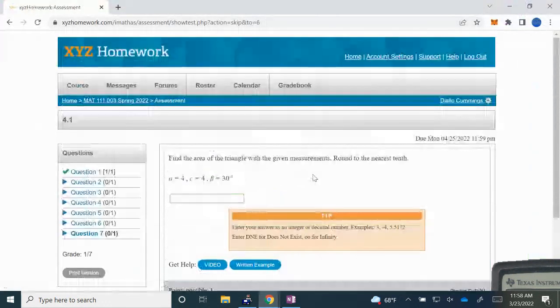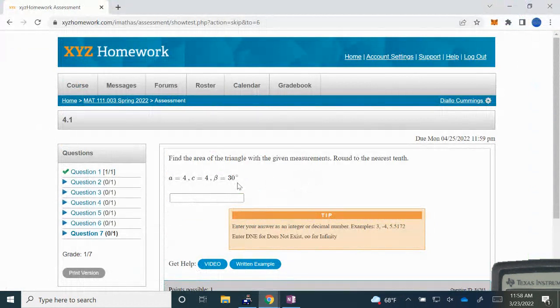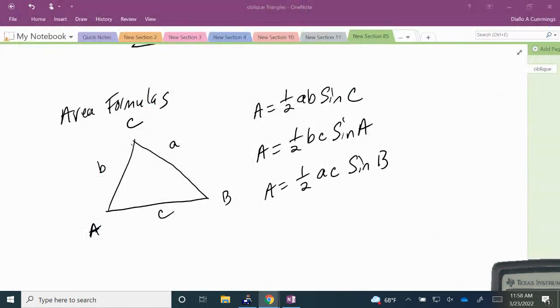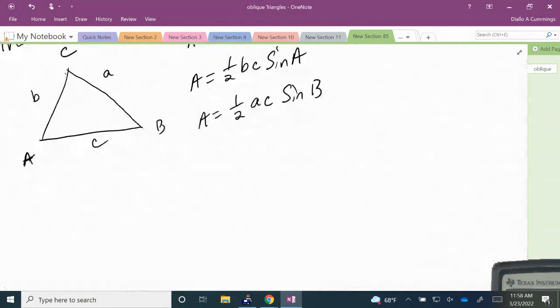I believe the very last problem, number 7, asks us to find the area of the triangle with the given measurements. We're given side A, side C, and we're given the measure of angle B, and we're asked to find the area. So here's an example. We're going to find the area.